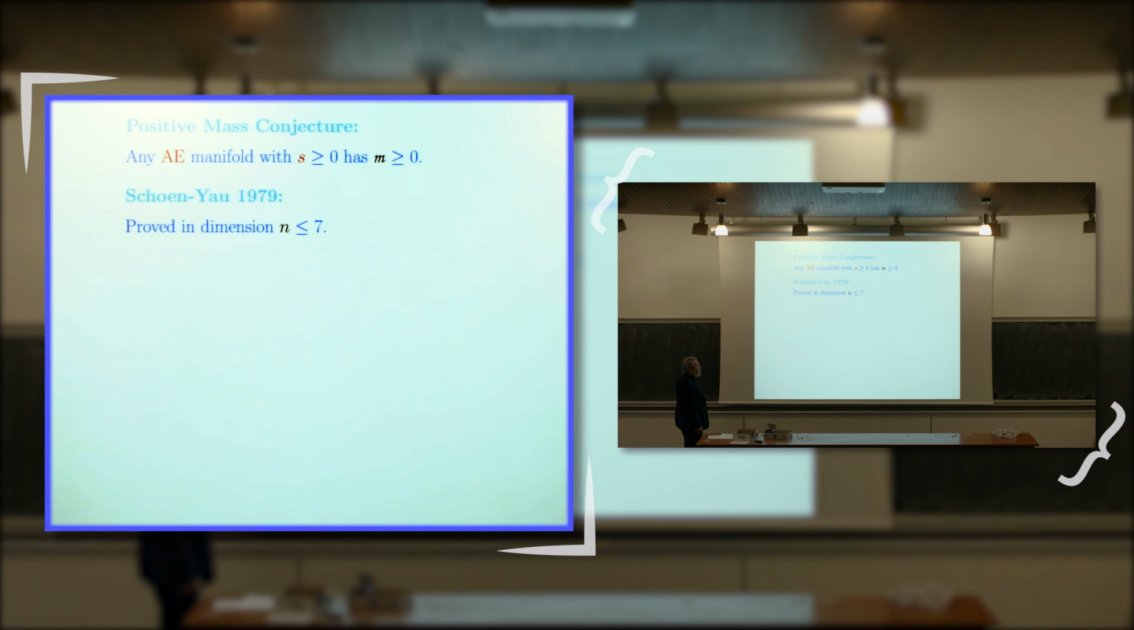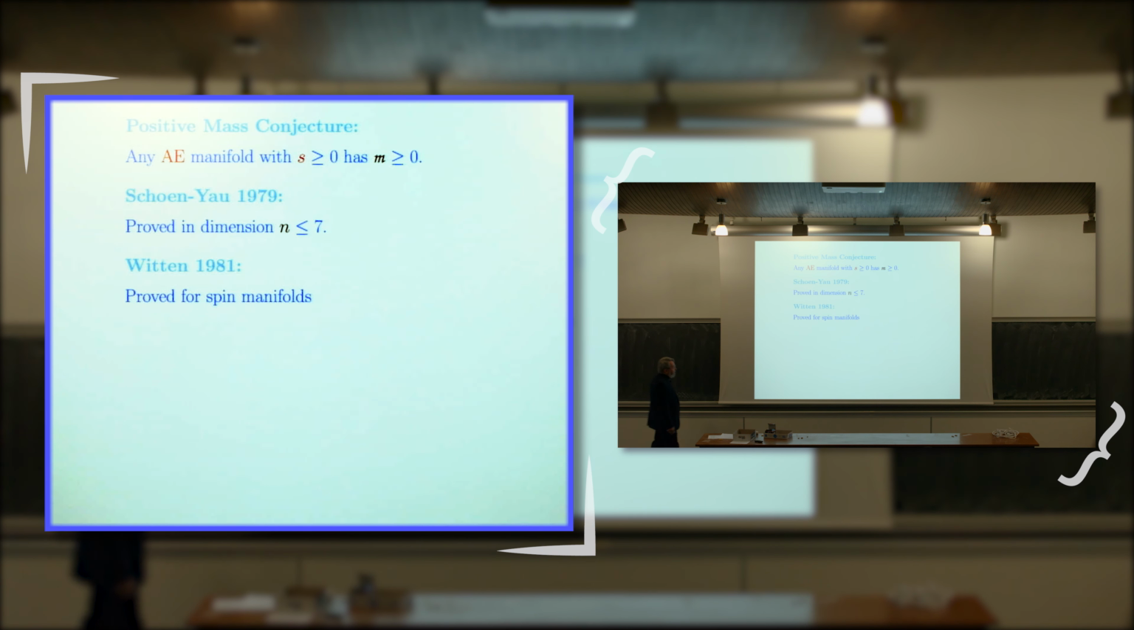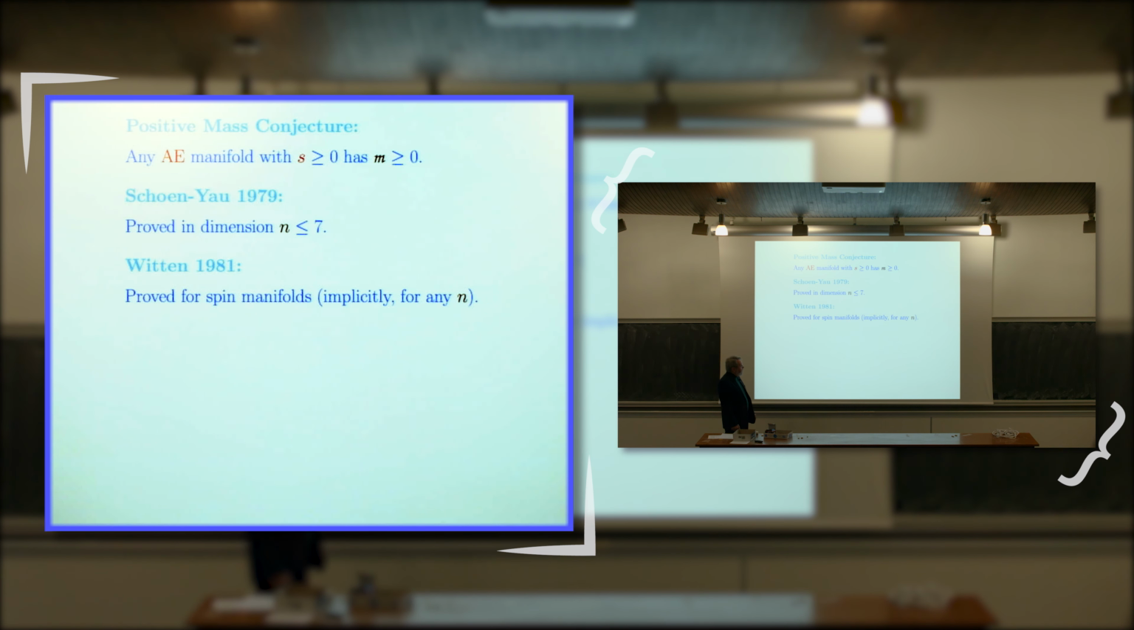Schoen and Yau proved this first in dimension 3, and then they realized that their proof worked up through dimension 7. Their proof involves a reverse induction where you lower the dimension, and it involves the theory of stable minimal hypersurfaces, and it turns out that things go wrong in high dimensions. Witten gave a completely different proof. His proof was also in dimension 3, but people immediately noticed it worked in arbitrary dimensions as long as you assume that the manifold is spin.